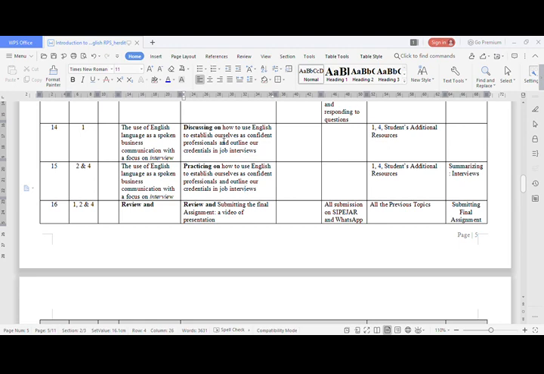And then let's move on to the final topic after the meeting. We will discuss job interviews. For job interviews and also for meetings, I will give you some materials on it, but I want you to expand on it to practice finding materials for yourself, and we will discuss it. And then the last meeting will be the review and submitting the final assignments, a video presentation.